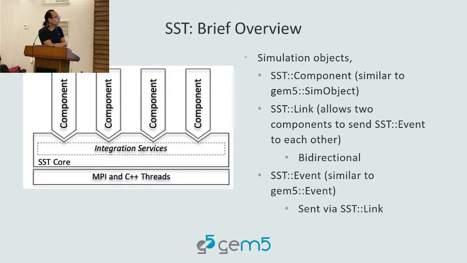Then SST link. SST link is how SST components communicate with each other. When you set up a link between two components, they can send events back and forth. Basically, it's a bidirectional communication link. Remember that in gem5, we only have one direction. You can set up a request port and a response port, so you can only send requests from the request port to the response port and receive the response back. You cannot send a request from the response port.